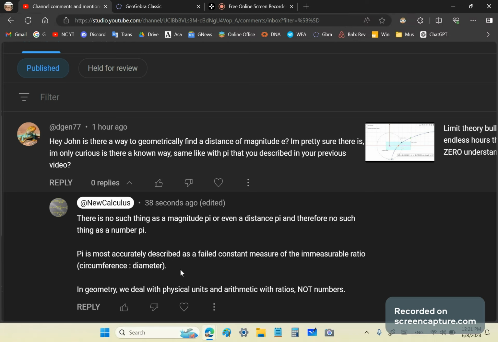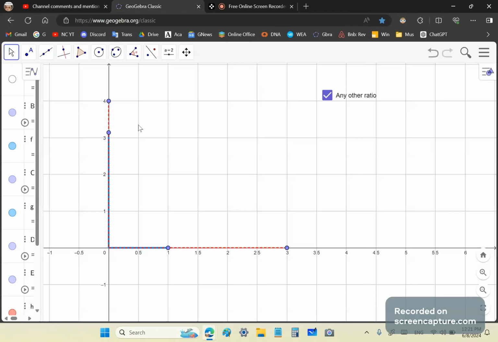So I'm going to deal with another question now, which is not as crazy as the previous one. And this one says, hey John, is there a way to geometrically find a distance of magnitude E? I'm pretty sure there is. I'm only curious, is there a known way? Same like with pi that you described in your previous video. So let's talk about this. Yes, there is a way.